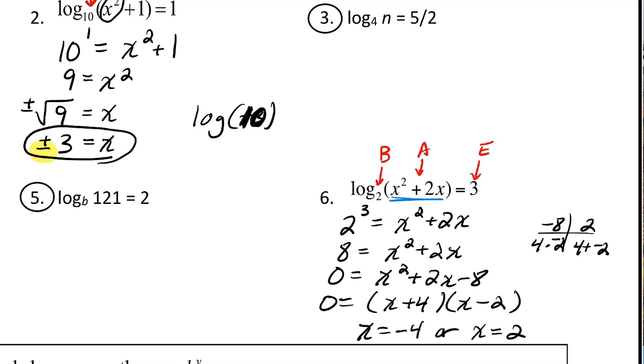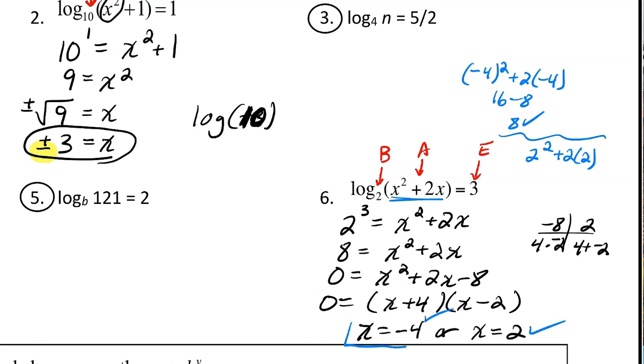So if we plug in the -4, we'd have -4 squared plus 2 times -4. That would be 16 minus 8 is 8. That's positive, so that's okay. That's a good answer. And when we plug in 2, we would get 2 squared plus 2 times 2. And that's also positive. So both of these are legitimate answers. Neither one of them is an extraneous answer.